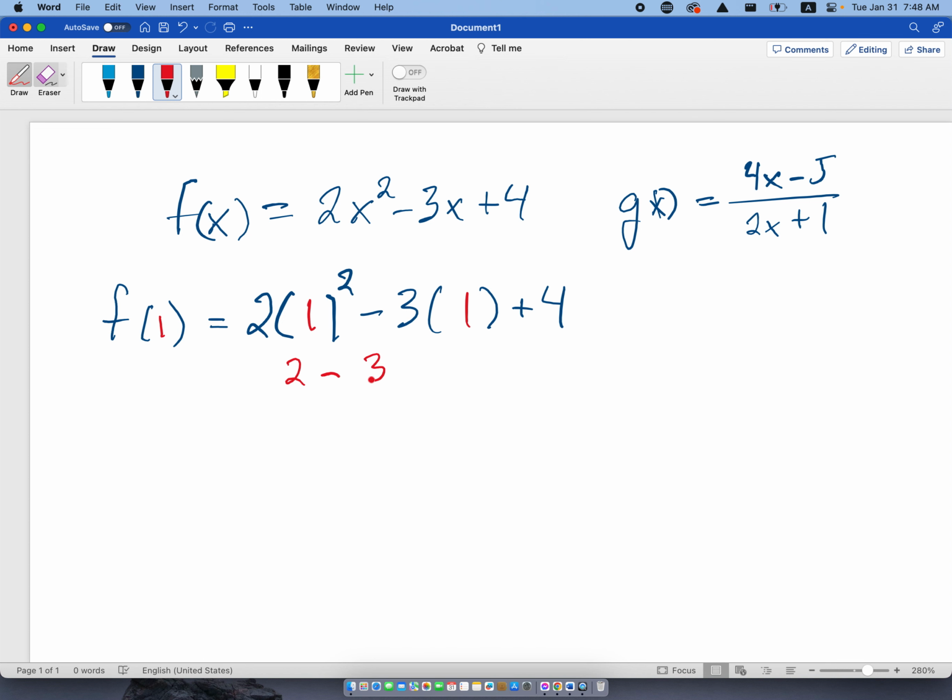Notice why I chose 1. Does anyone know my 2 favorite numbers in the whole world? 1 is one of them. 0 is the other. I love doing math with 1s and 0s. I'm pretty sharp at that. The other numbers, they mess me up, but I can do that.